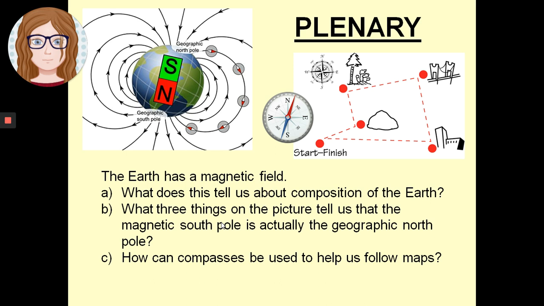And finally, how can compasses be used to help us to follow maps? Well, if you've ever read a map, you'll notice that they've always got a compass printed on the page. It tells you that the top of the page or the top of the map is north. So if you're not facing north when you're following a map, you will need to turn your map so that your map is facing north, and then you can follow the path correctly. So we use a compass to find out where north is, and then we can turn our map to work out which way we need to go.